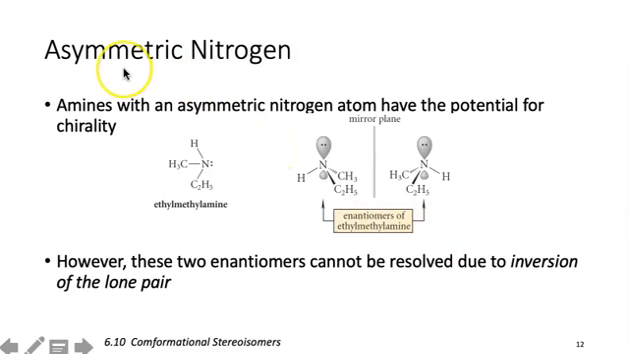Just to pick up a few more pieces here, we're going to end with this. If you were to build nitrogen with four different groups, of course one of those groups is a lone pair of electrons, you would notice that you've got some sort of non-superimposable mirror image when you reflect that thing in the mirror plane. But there's a really odd thing that happens with nitrogens, and that is that they actually invert around the lone pair.